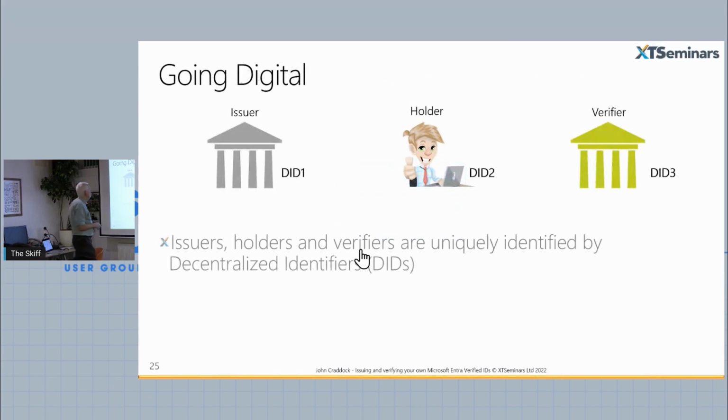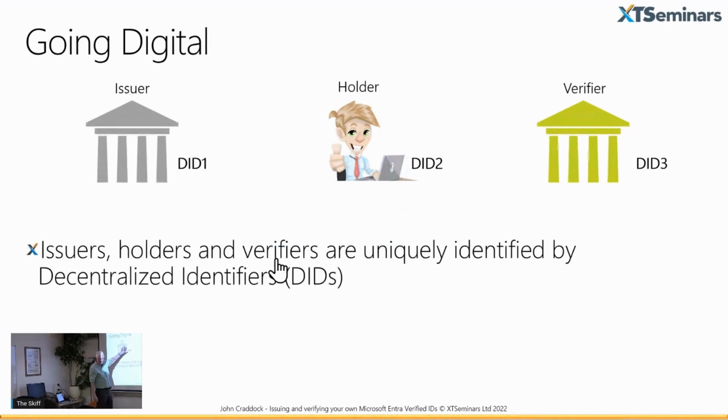So now what we've got is an issuer, that's the driving license authority. We've got a holder, in this case it's become Eric, but I guess it should have been Sally. And then we've got the police officer, who is the verifier. Each one of those needs a digital identity, and what we use for them is a decentralized identifier.